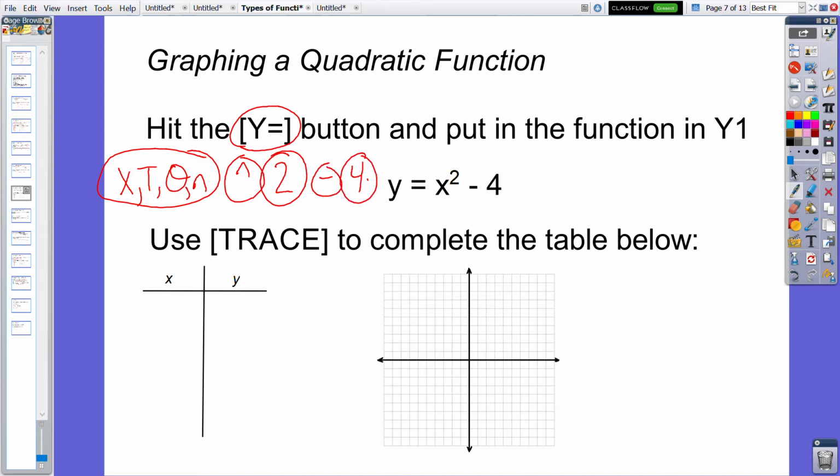All right, when you go to graph it, once again, we're going to use this trace function. Here are the values I want you to test: -3, -1, 0, 1, and +3. Okay, when we do this, here's what the graph will look like. So we put in -3, we get 5 back, and then we put in -1, we get -3, put in 0, we get -4, and then if we hit +1, notice how it comes back up to -3, and then up to +5.